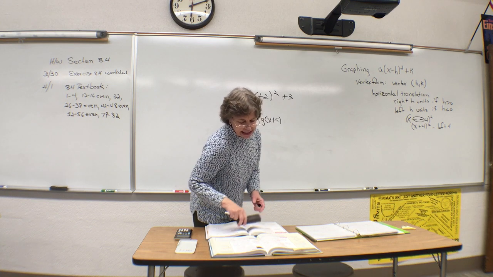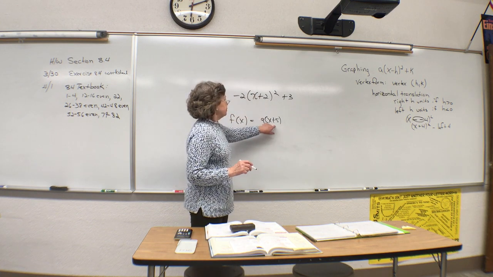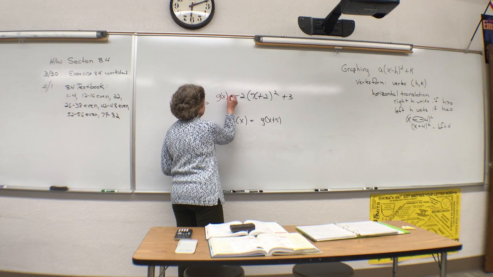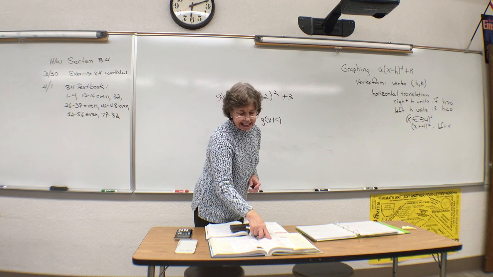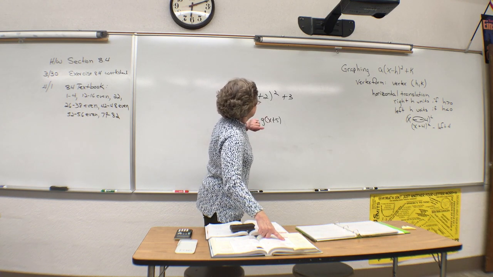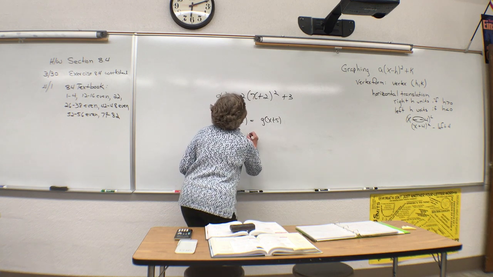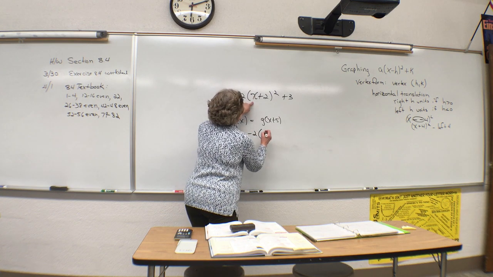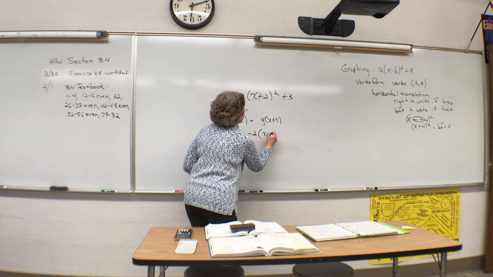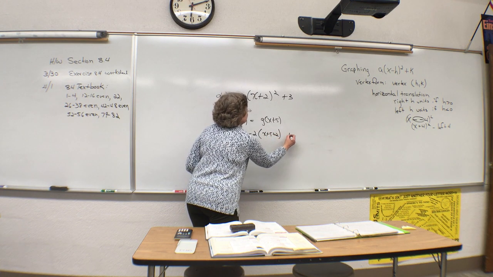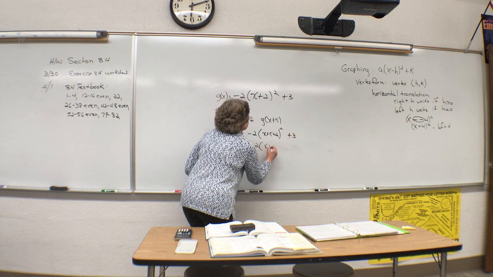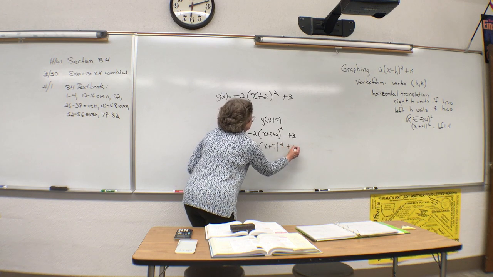And we're plugging it in, so what do I know is going to happen here? This is g of x. So wherever I see an x, I'm replacing it with x plus 5. So in this one, I have -2. That stayed the same. X is now x plus 5, so I have x plus 5 plus 2 plus 3. So this is -2 times x plus 7 squared plus 3.